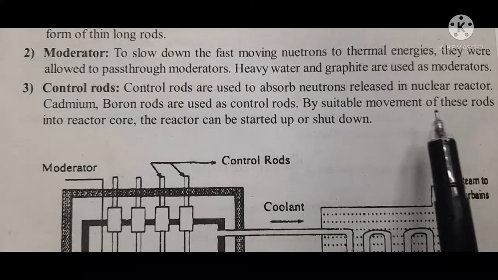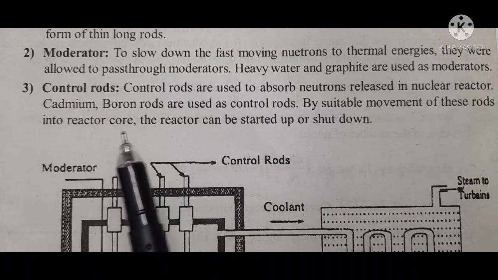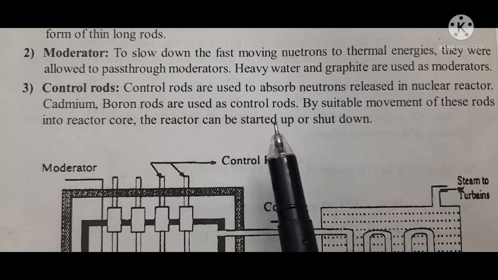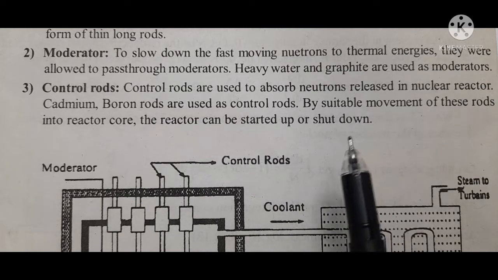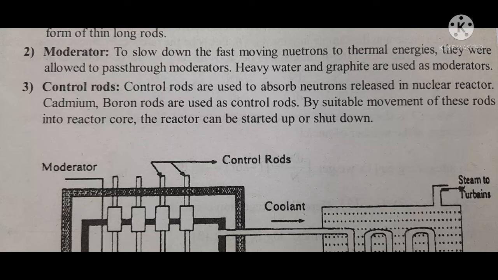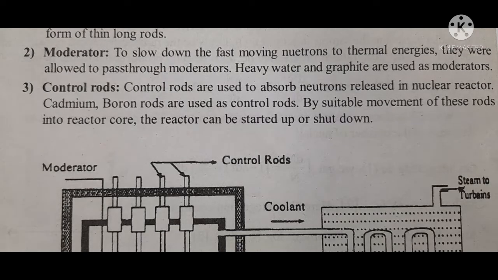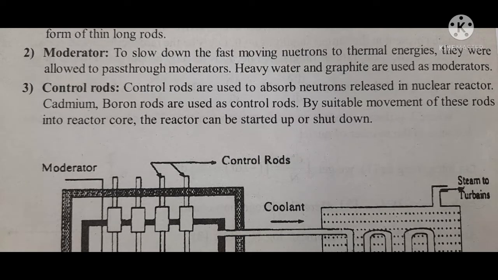By suitable movement of these rods into the reactor core, the reactor can be started up or shut down. So by using these control rods, if any problem occurs and you want to shut down the total process, you can simply shut it down using the control rods. That is about the control rods.